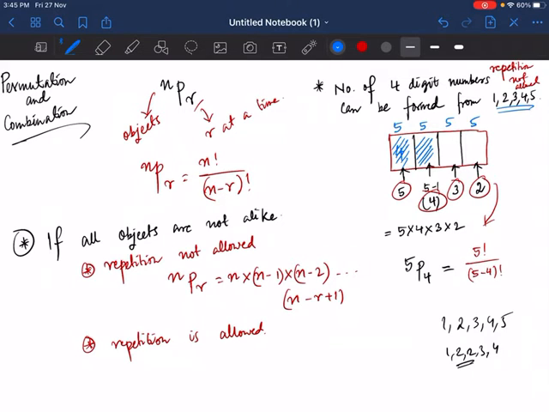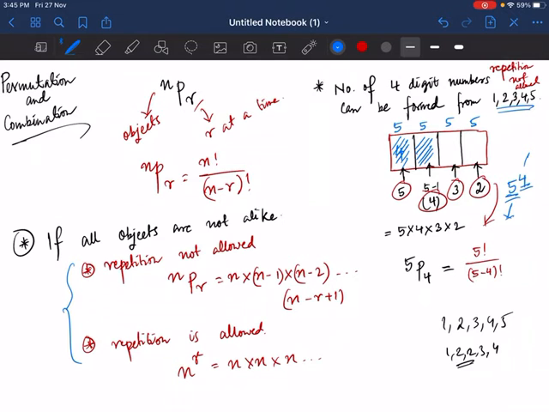So basically the answer we will get, if repetition is allowed, is 5 to the power 4, where 5 signifies the total number of objects and 4 signifies objects taken at a time. So if I had n objects and we are taking r objects at a time and repetition is allowed, the answer will be n to the power r. Here it was nPr, but here it will be n to the power r. That works out to n into n into n, r times. So these are the two important things when objects are not alike.